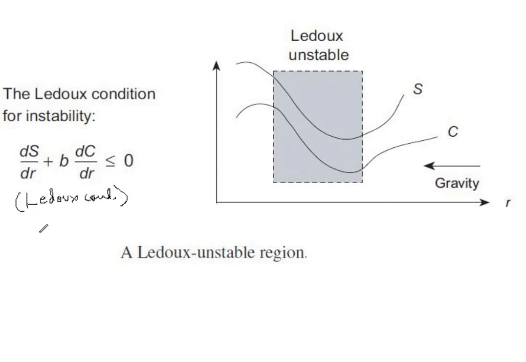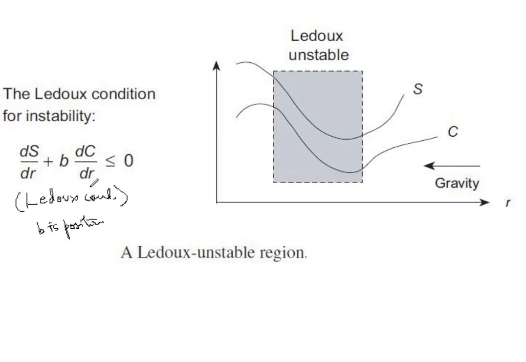Remember here that b is a constant and it is positive. And here on your screen you can say that a region is unstable against Ledoux convection if both the entropy and the concentration variables have negative gradients. Then only will we have the Ledoux instability criterion.